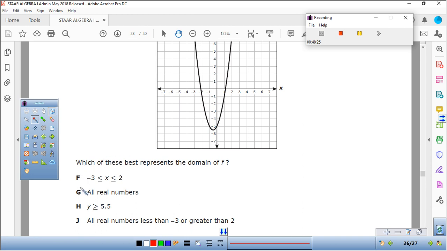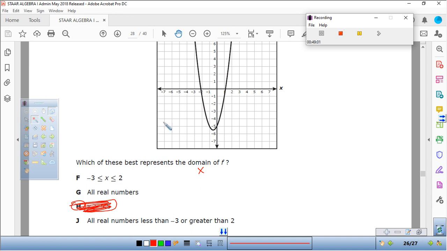So which of these, F, G, H, and J, are automatically out? What? Wait, I was going with H. Because H says what? Y. I'm saying which is out, automatically out. Since the domain here is X, we're looking for anything that says Y, get rid of it. Okay? You got me now? Now, what's G and J? Okay, so let's come back here.